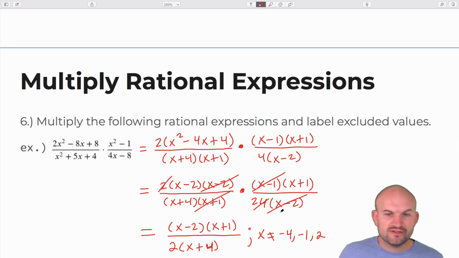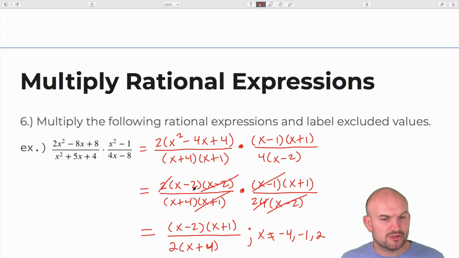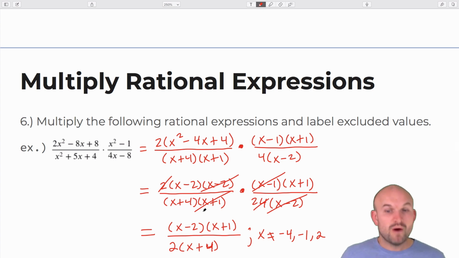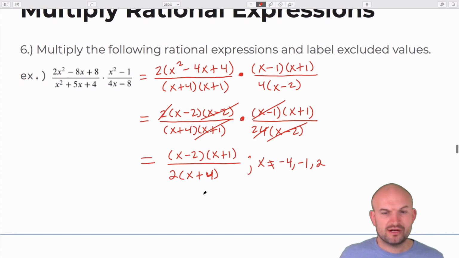You can see the 2 and the 4, everything is separated by multiplication. I know inside they're separated by addition and subtraction, right? That's why you can't divide out these x's. But the quantities, you can go and divide across multiplication because the quantities are separated by multiplication.